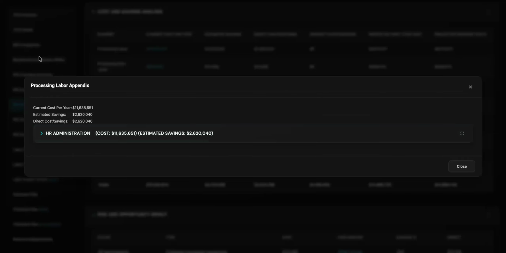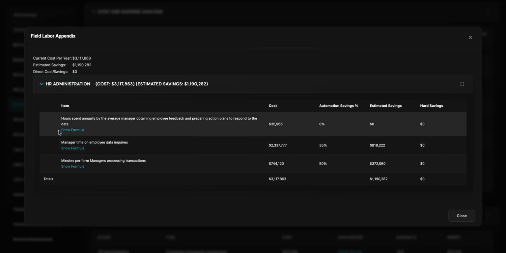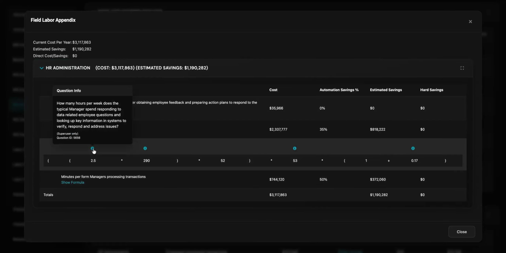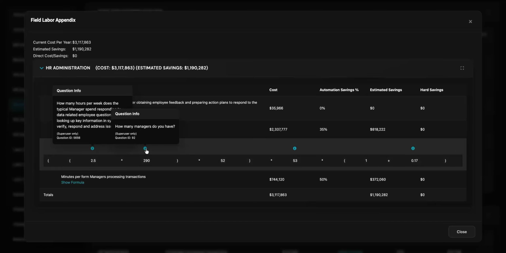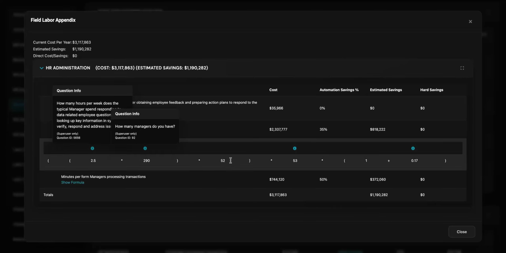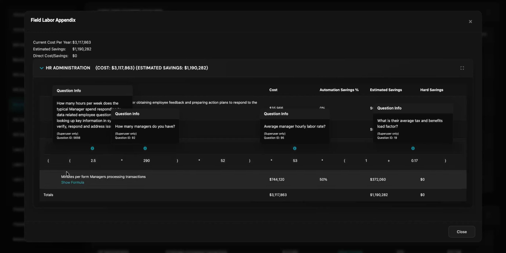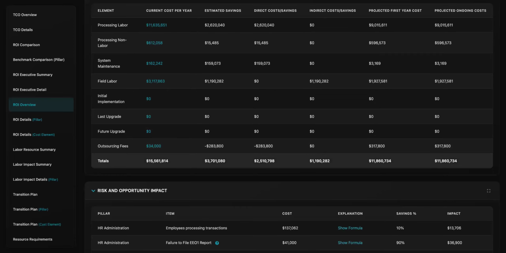things like if I wanted to look at field labor, I can open these up and it's even going to give me the math. So this is manager time on employee data inquiries. If I look at the formula, there was a survey question: how many hours per week does the typical manager spend? The answer was 2.5. 290 managers involved. We're multiplying by 52 weeks. Got an average rate of pay of $53 and a 17% load. So we're able to see everything and how it's calculated as we go into this ROI.